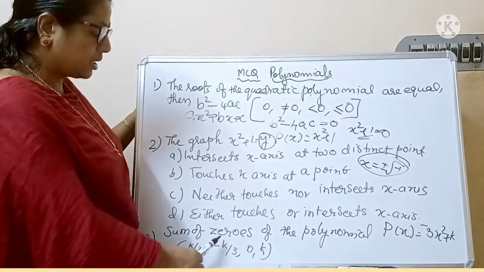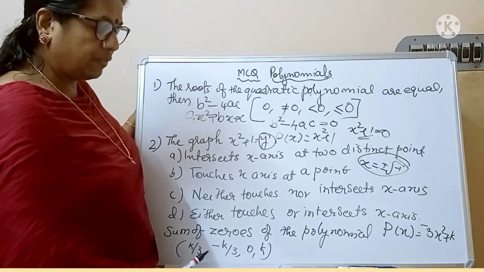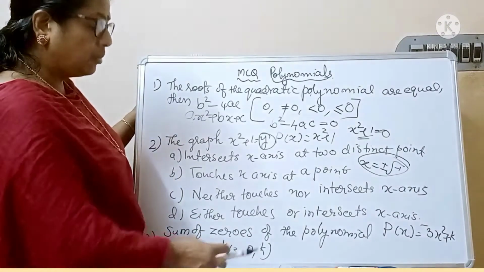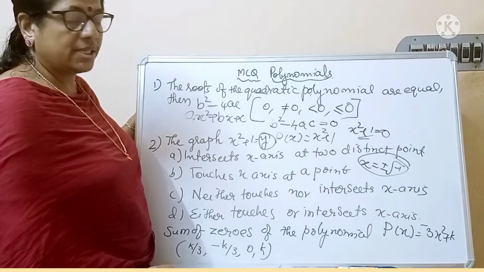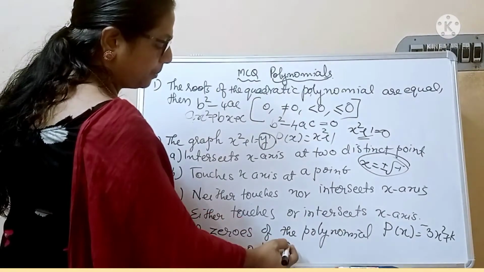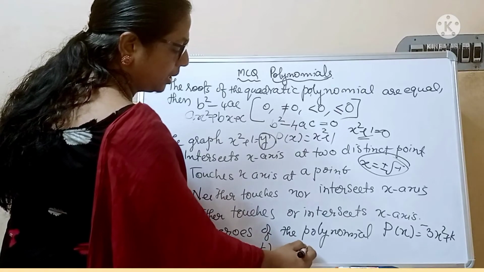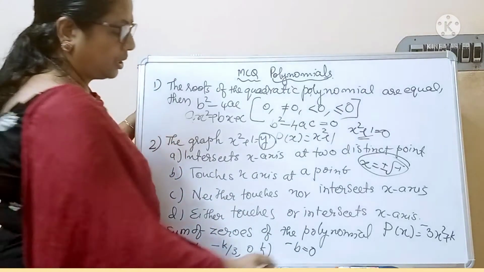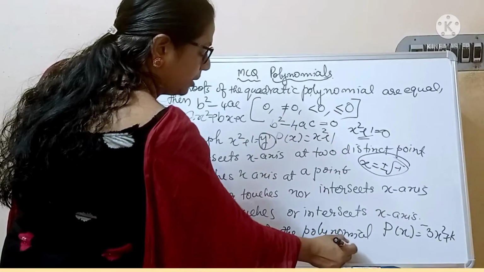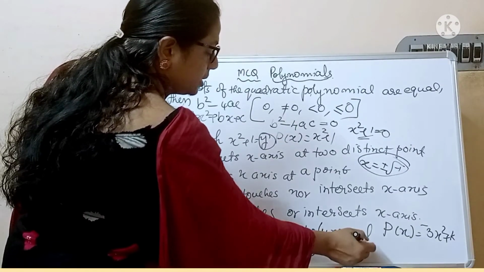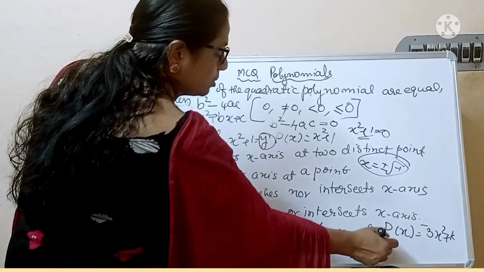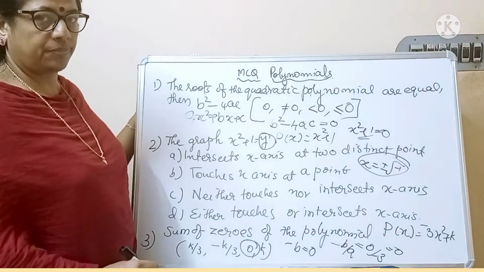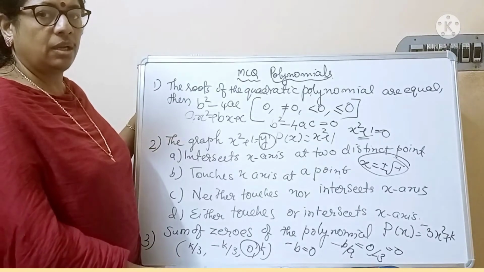Then the third one: sum of zeros of the polynomial p of x equal to negative 3x square plus k. Sum of zeros is minus b by a. Here b is equal to 0 and a is equal to negative 3. So minus b by a is equal to 0 by negative 3, so the value is 0. So the answer is 0. Let us look into the next question.